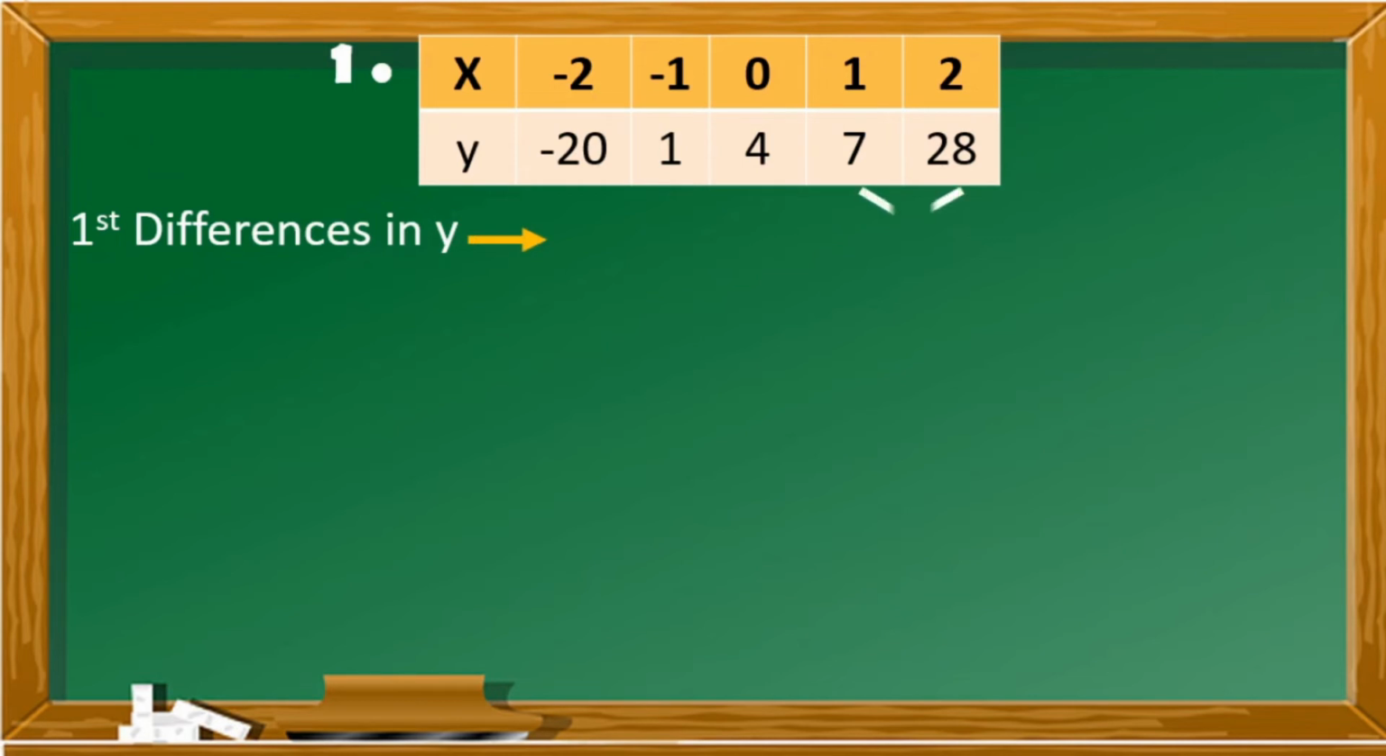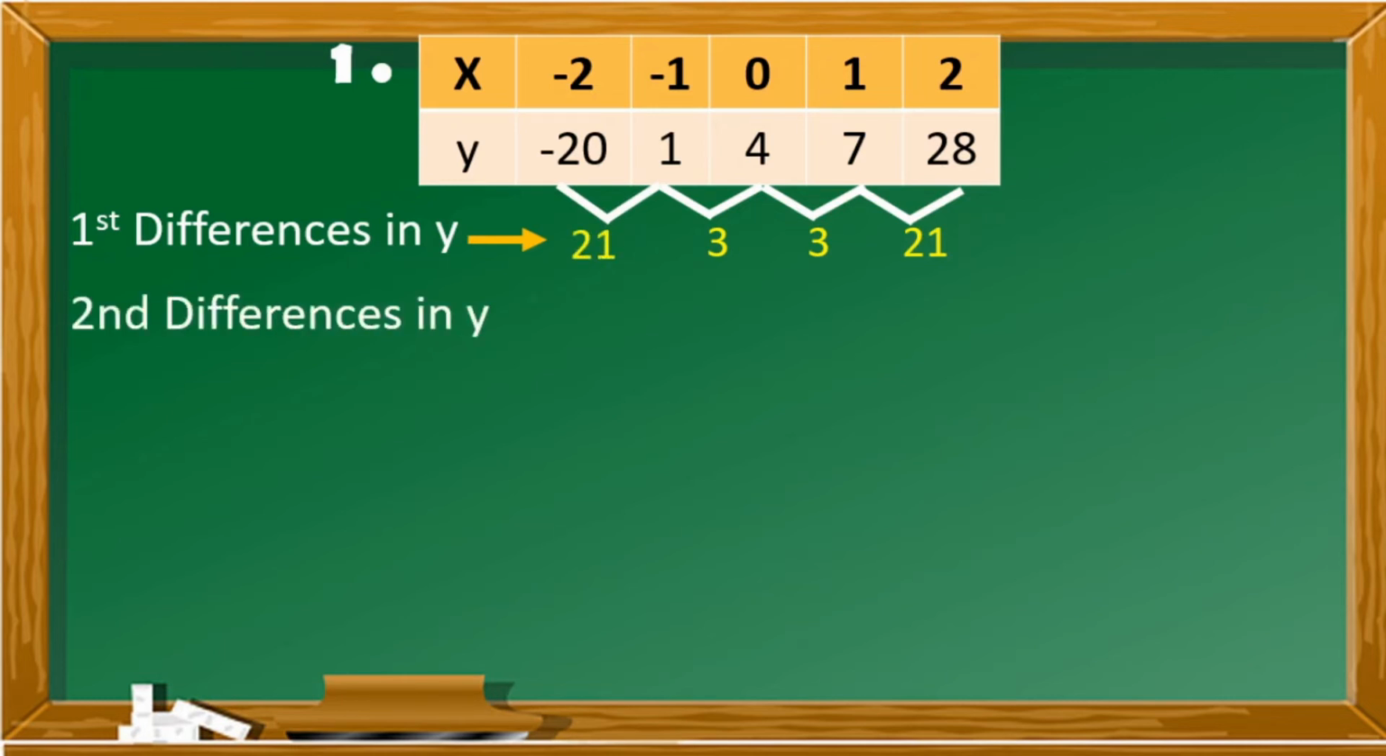28 minus 7 is equal to 21. 7 minus 4 is equal to 3. 4 minus 1 is equal to 3, and 1 minus -20 is equal to 21. Now let's get the second differences in y. 21 minus 3 is equal to 18. 3 minus 3 is equal to 0. And 3 minus 21 is equal to -18.